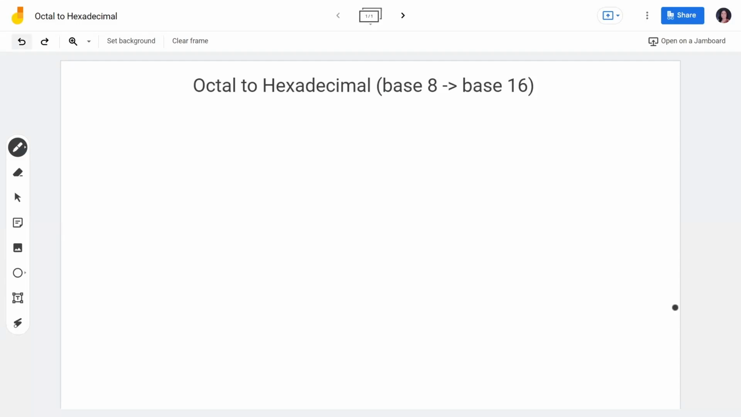In this video tutorial, we're going to learn how to convert an octal number to a hexadecimal number system. An octal number has a radix of 8, or base 8, meaning it has 8 unique numbers. What are these numbers? We have 0, 1, 2, 3, 4, 5, 6, 7. 7 is the highest number in the octal number system.